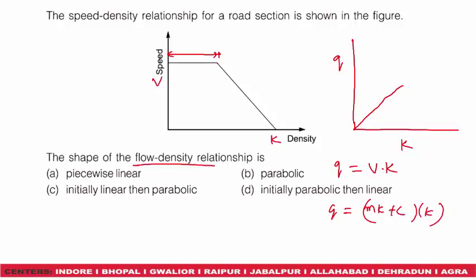will get a quadratic equation, that is mK² + CK. So this is a parabolic variation. Hence for the first part it will be linear and after that parabolic. So the correct answer would be initial linear and then parabolic, that is option C.